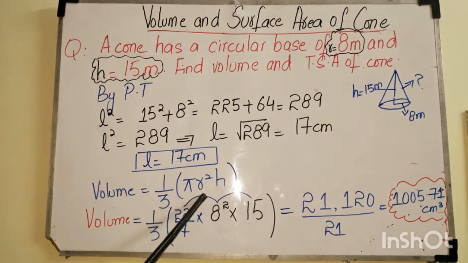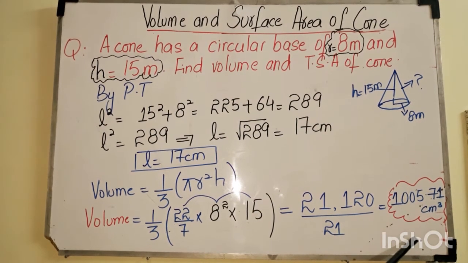What is the value of r? It's given in the question, it's 8. R square mean 8 square. What is the height? Height is given in the question, that is 15. So after calculation, all the calculations, the final answer we get is 1005.71 centimeter cube.